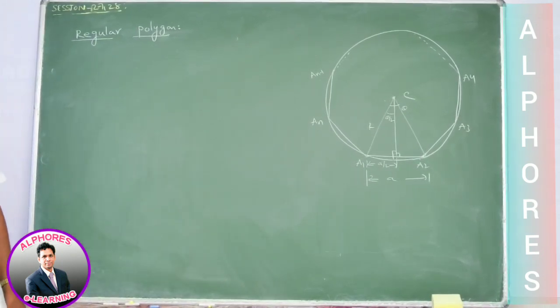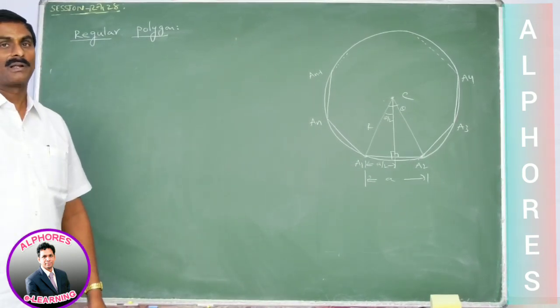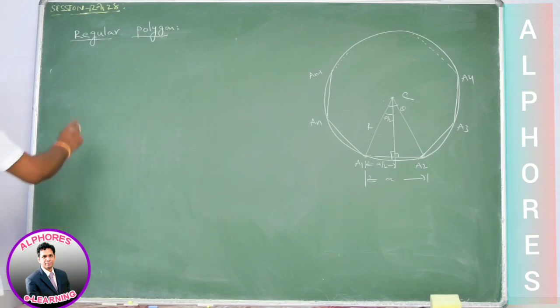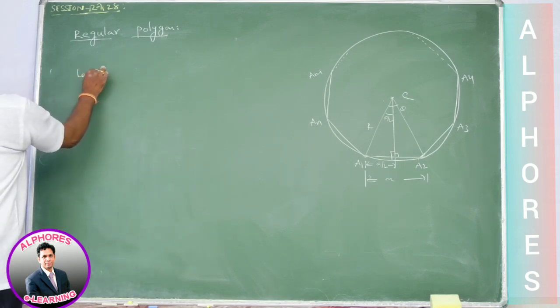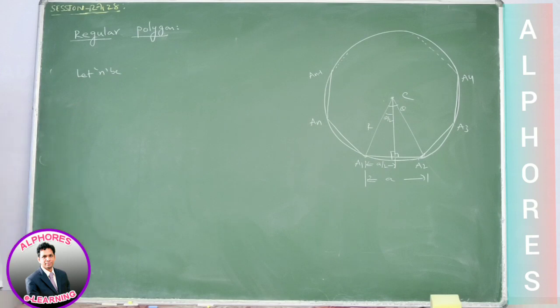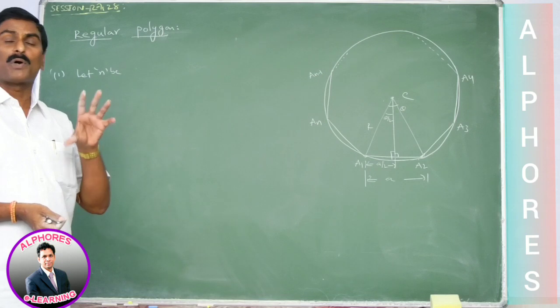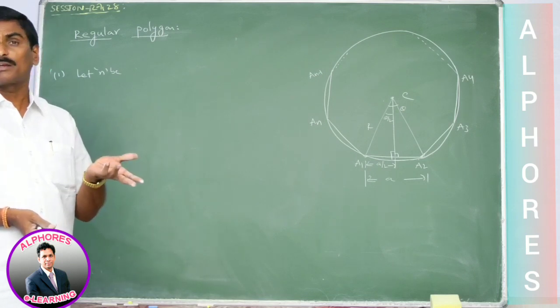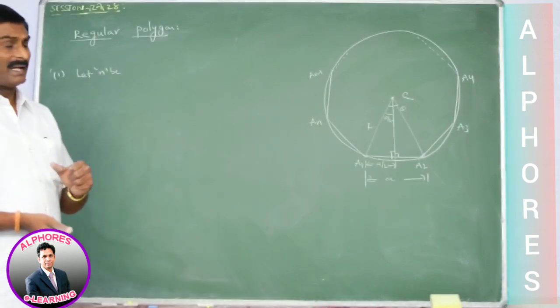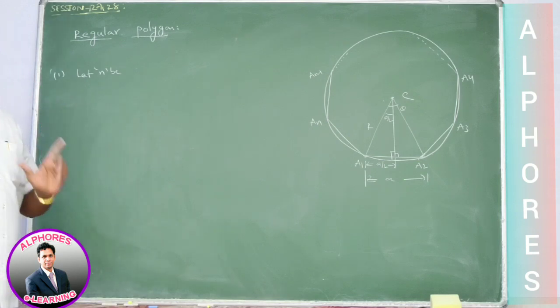Next, regular polygon. Let n be the number of sides of a polygon. Please write the first point. Let n be the number of sides or number of vertices of any polygon, regular or otherwise. Regular polygon means if all the sides of a polygon are equal, then it is said to be a regular polygon.